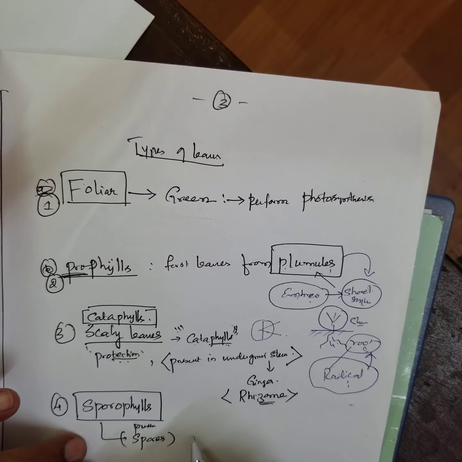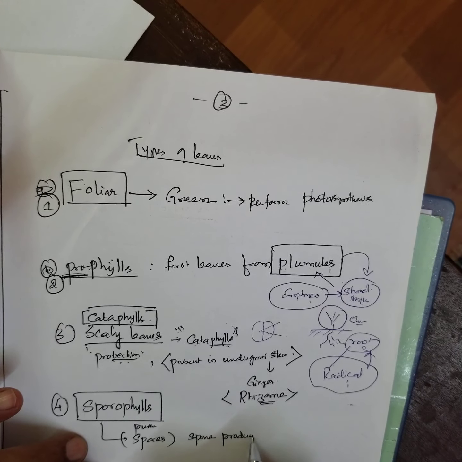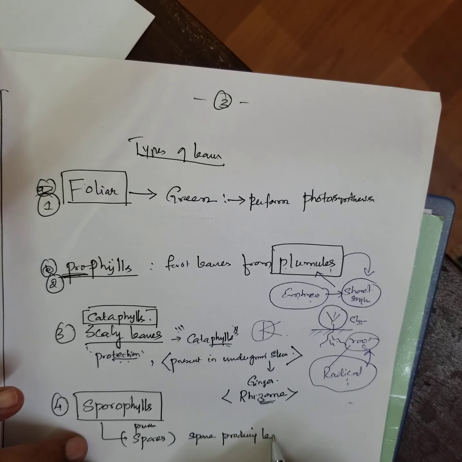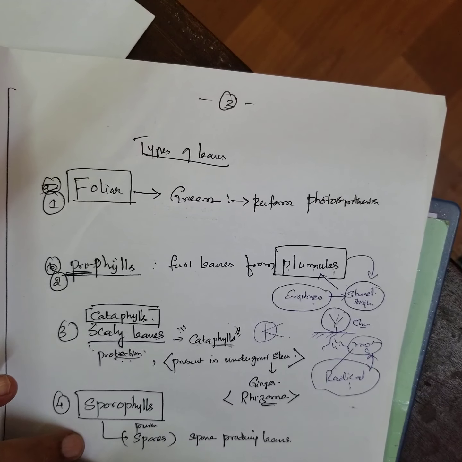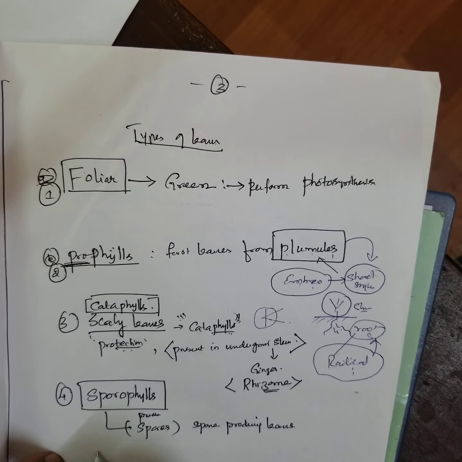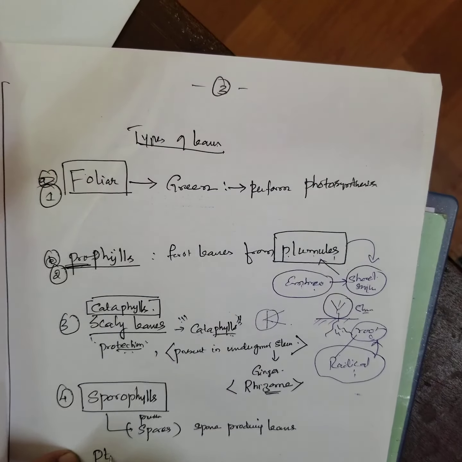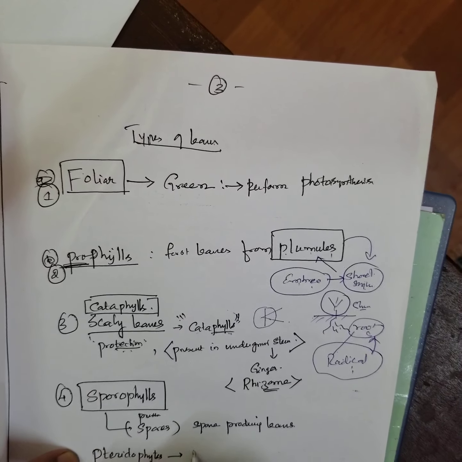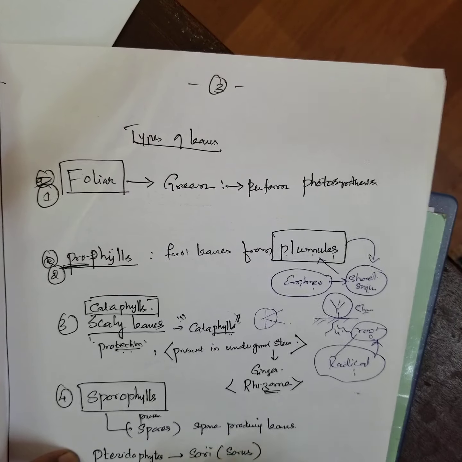Therefore, spore producing leaves, or sporophylls. Pteridophyta, see an example of this, like pteridophyta. The example, pteridophyte, we have to be very careful about the spelling. In pteridophytes, we have sori or sorus, we call.